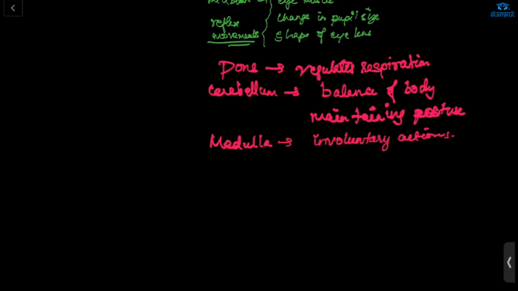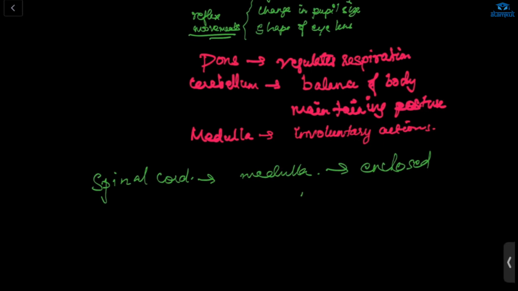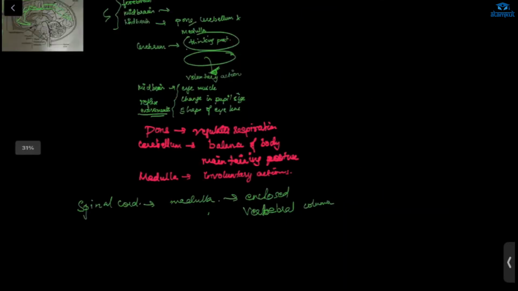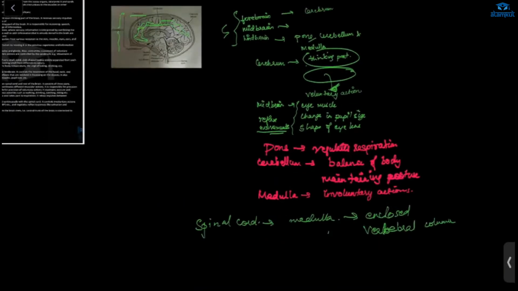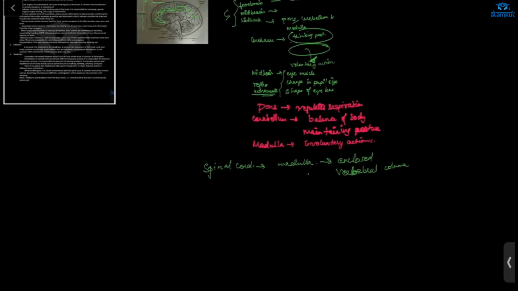Then what about the spinal cord? Where does it begin? It begins at the neck, it starts from the medulla, as a continuation. And it is enclosed by which column? The vertebral column. Then what about the brain? How is it protected? By the skull.